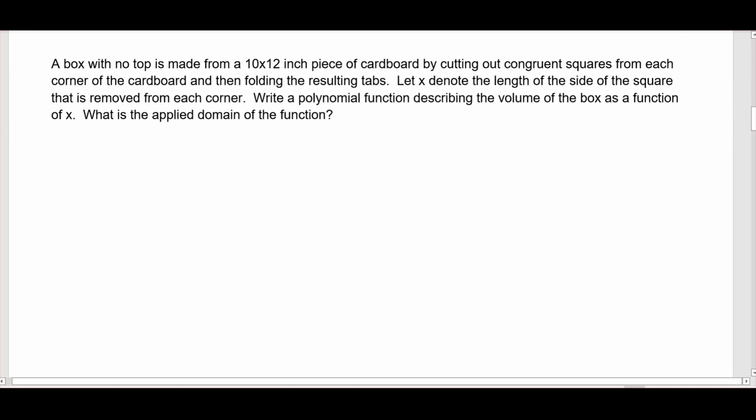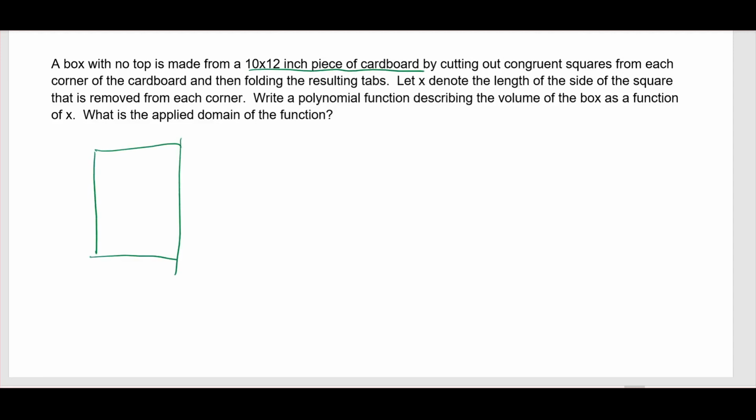Okay, so we've got an application problem. Let's take a look. We've got a box with no top, made from a piece of cardboard. We're going to cut out congruent squares from each corner and fold the resulting tabs. So let's make a picture of what this is going to look like. We're going to start with a piece of cardboard, and we can draw a picture of it. Check it out. It's 10 inches by 12 inches.